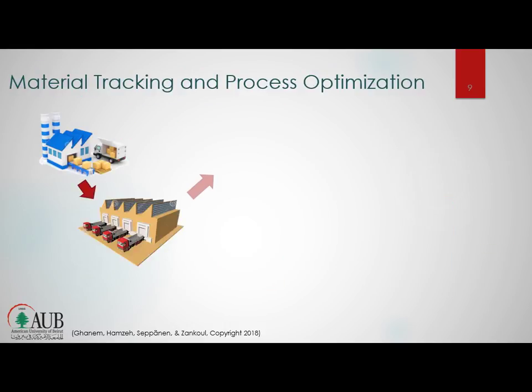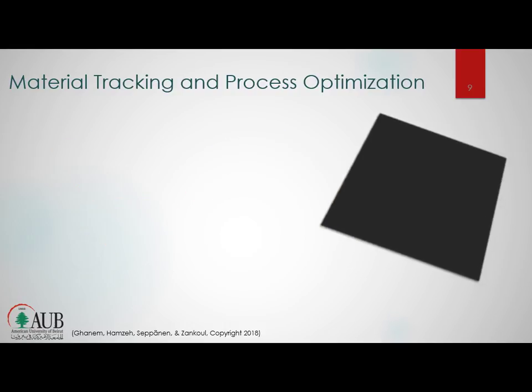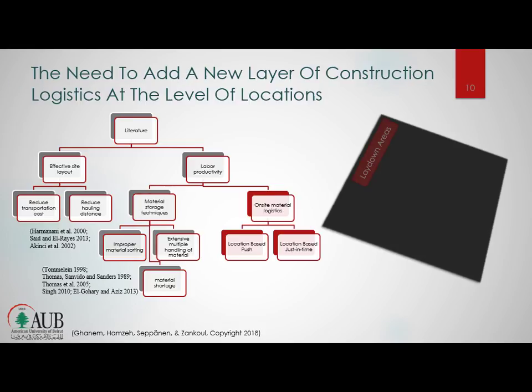If we move to material tracking and process optimization as part of construction logistics, it was noticed that material tracking and optimization happen through different stages of the supply chain management, starting from production into warehousing, then to delivery until reaching the construction site, where the material is considered to have reached its final destination. However, this material still needs to be hauled to the workplaces where it should be installed. So if we zoom into this construction site, it could be noticed that it is still like a black box. Some researchers address this black box through different approaches.